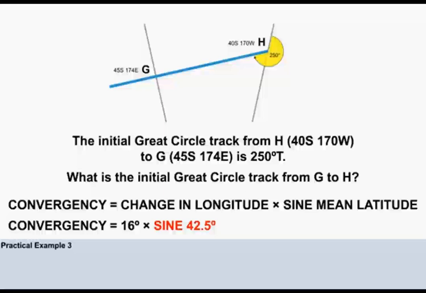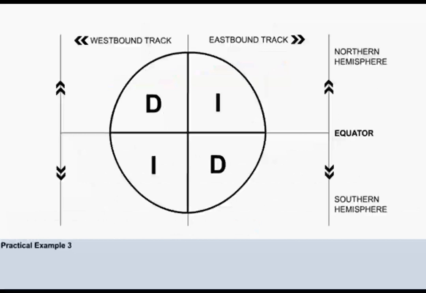Now use a calculator to work out the convergency. You find that the convergency is 10.8 degrees. So the great circle track angle has changed by about 10 degrees. Which way? Has it become about 240 or about 260? How can we find out? Use the DIID rule. We are flying westwards in the southern hemisphere. The track angle must be increasing.